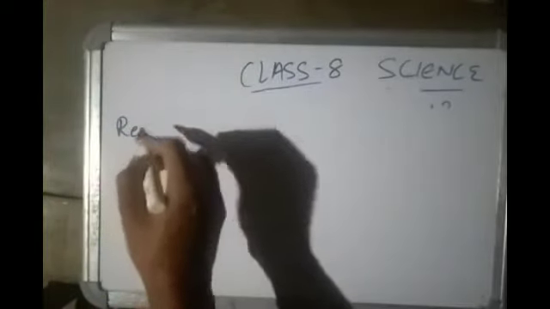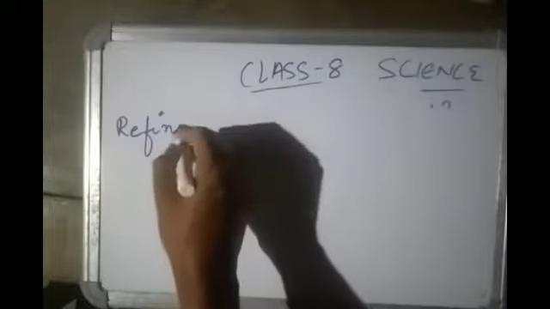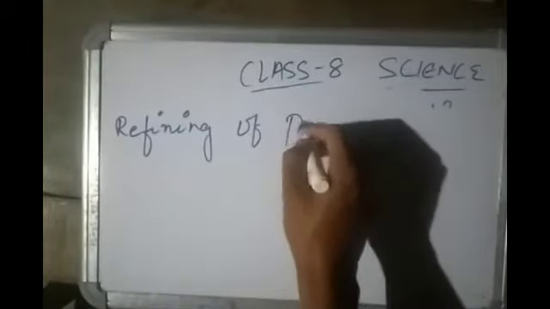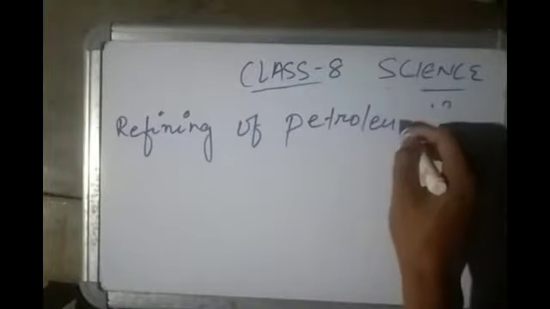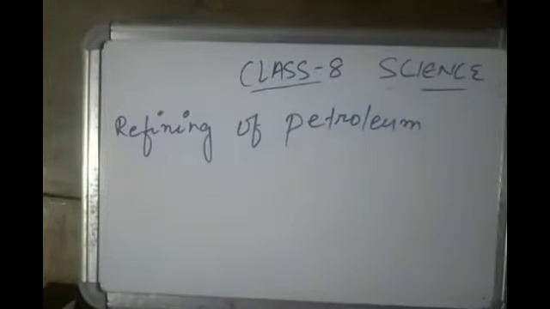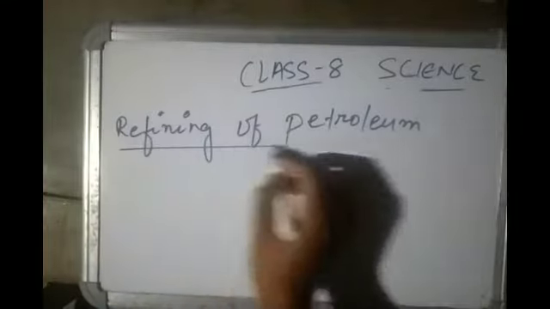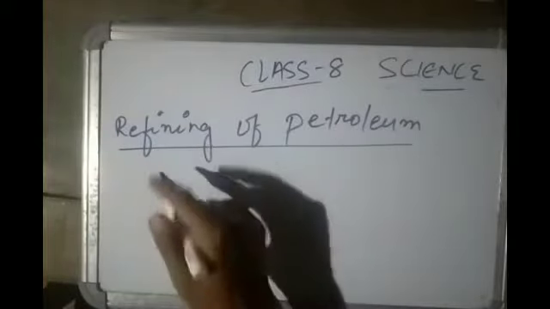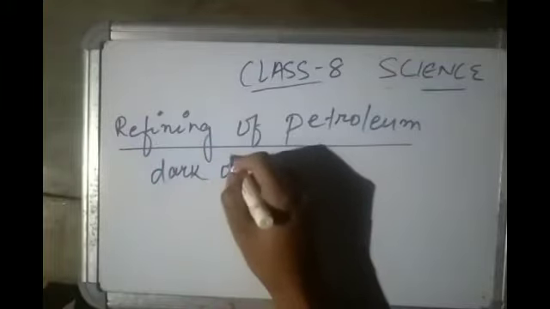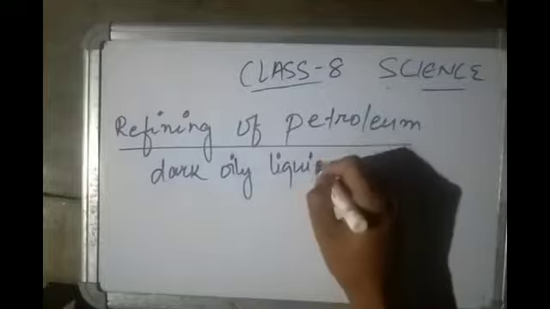So the next point under the topic petroleum is refining of petroleum. Petroleum has various constituents, and the process of separating the various constituents or fractions is refining of petroleum. Petroleum is a dark oily liquid.